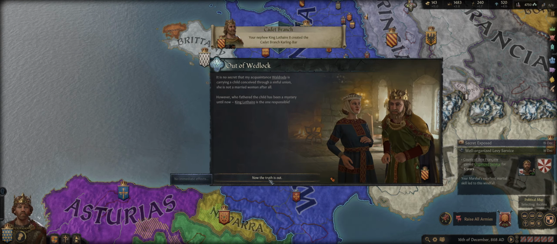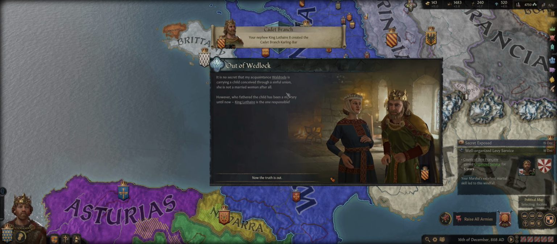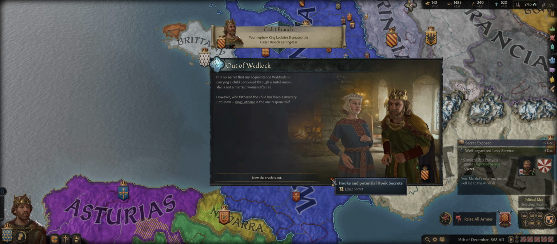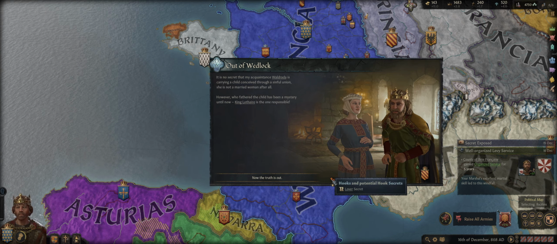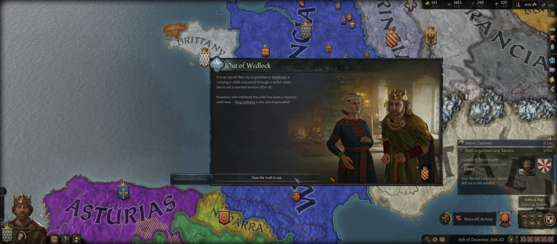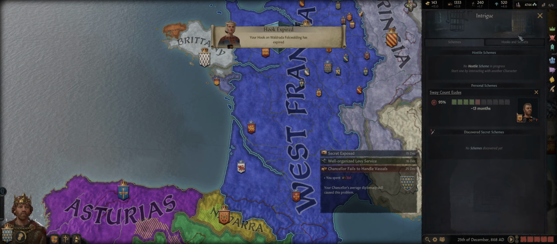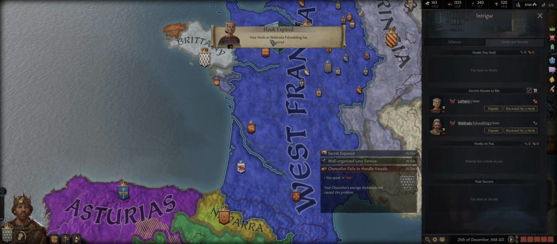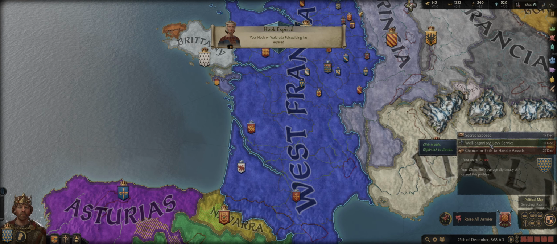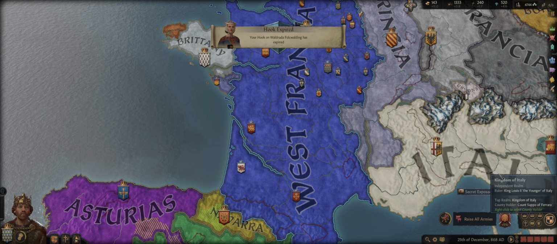Our nephew has created a cadet branch, and unfortunately, it looks like this is what I was talking about before. We had a hook on her as a strong one. The truth has now been revealed. If we go to our hooks in secret, you're going to notice that our hook on her has expired, and the reason is because the secret is out. Oof.